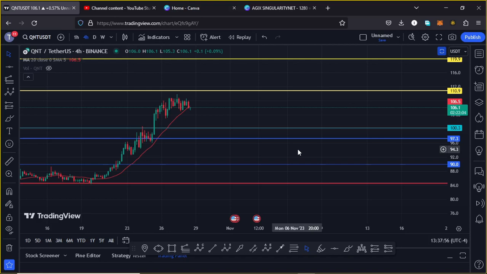And in the worst case scenario, in case we lose the $100 mark, expect even lower prices to the area at around the $97.3 mark, where we have our next major key area of support where we can get another massive bounce back. So that is what I'm keeping my eyes on in the short term and also in the long term.